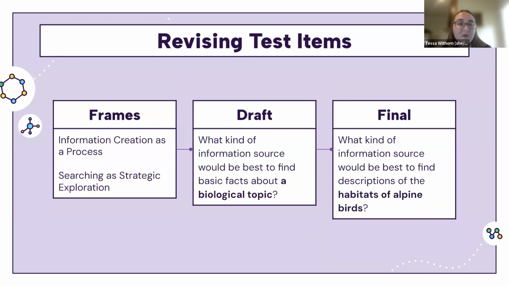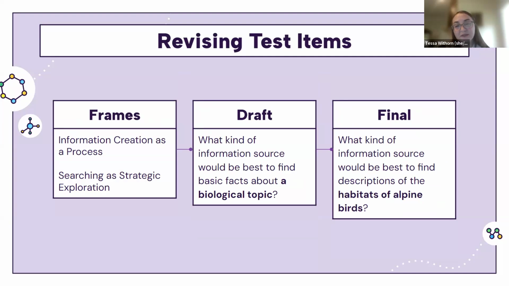Another question, for example, which was aligned with the frames information creation as a process and searching as strategic exploration, was the question that first started out as: what kind of information source would be best to find a basic fact about a biological topic? And I think this is very emblematic of a first draft. It's like, that makes sense to me. But when students read it, they were like, well, what do you mean a biological topic? I think I would look for things in different places depending on what the fact actually was.